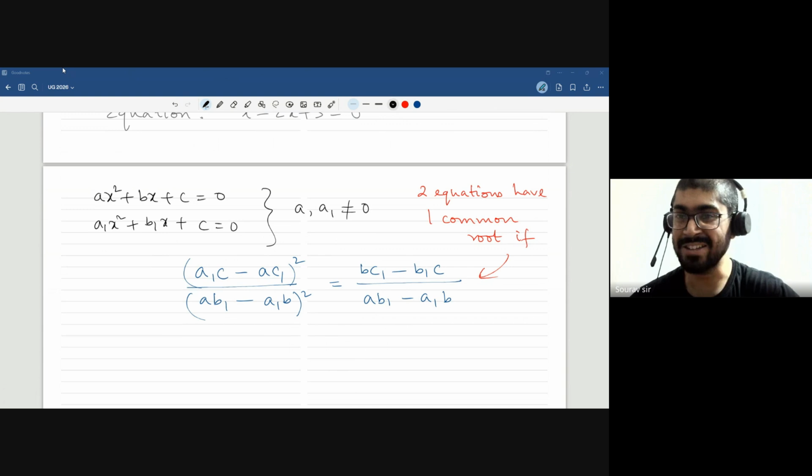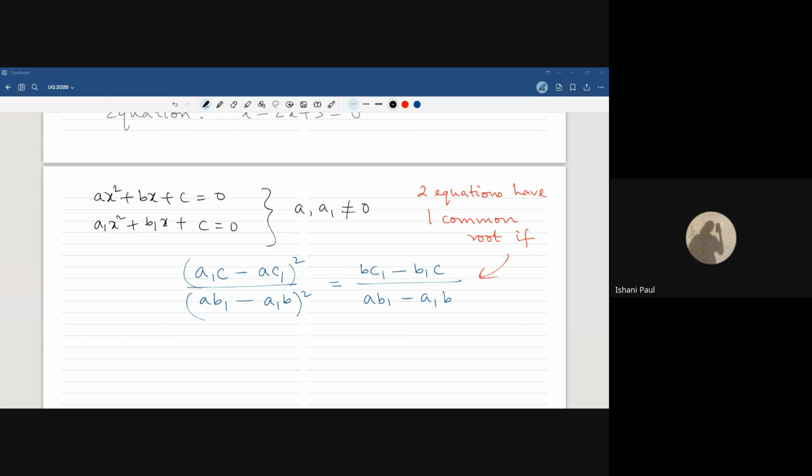Try to imagine an equation where the roots are, let's say, 1 comma 2. So what will that equation be? x minus 1 into x minus 2. What will another equation be that has the same roots? It has some other value of k except 1.